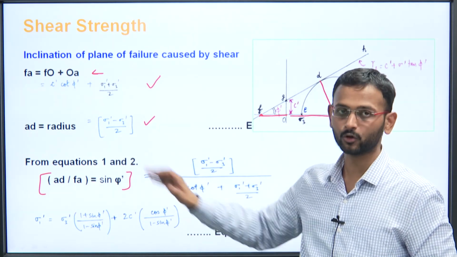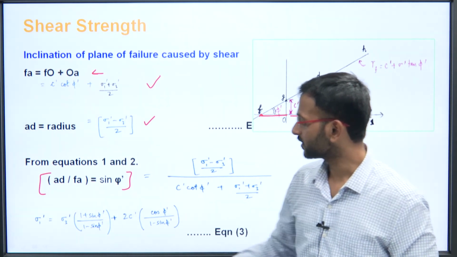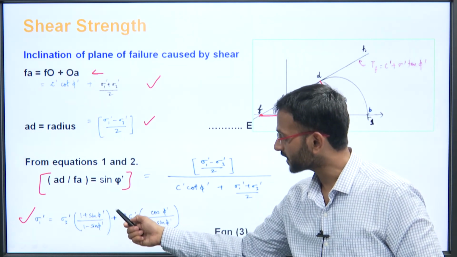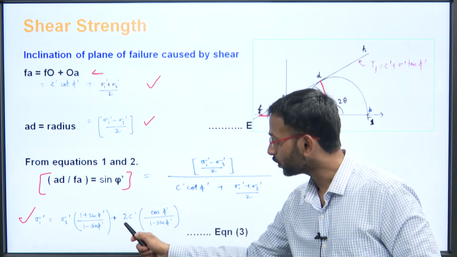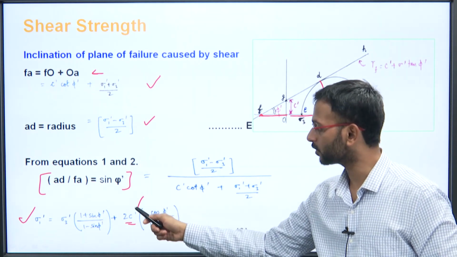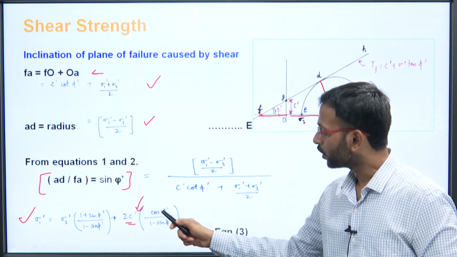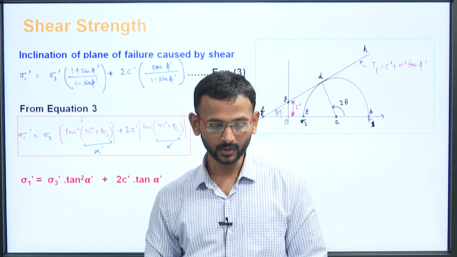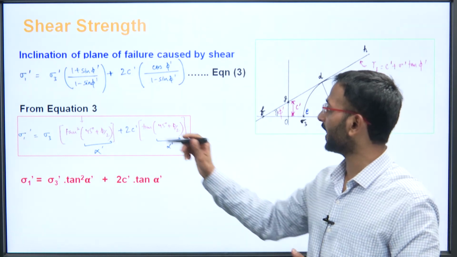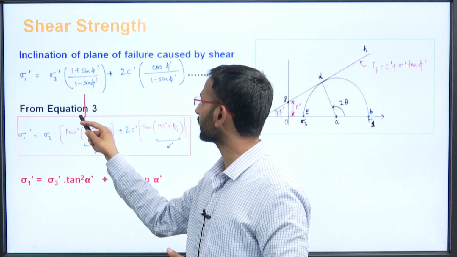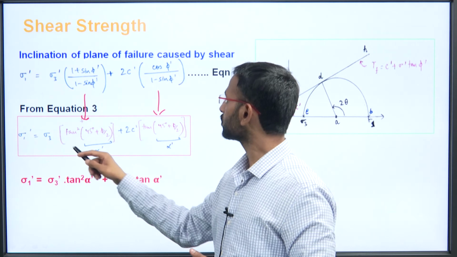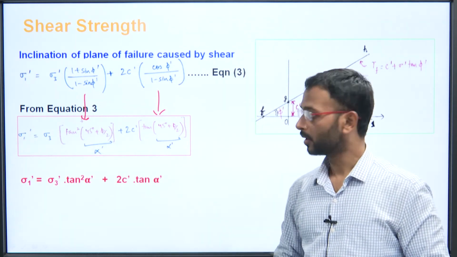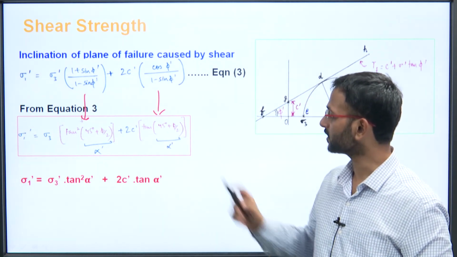You now simply put the values there and then we get this equation, that sigma 1 dash is equal to sigma 3 dash into 1 plus sin phi dash by 1 minus sin phi dash plus 2c dash, that is in terms of effective stress, 2c dash into cos phi dash by 1 minus sin phi dash. So, this is one equation here. Now, see, we can simply write it in tan form. So, we can say sigma 1 dash is equal to sigma 3 dash tan square 45 degree plus phi dash by 2 plus 2c dash tan 45 degree plus phi dash by 2.